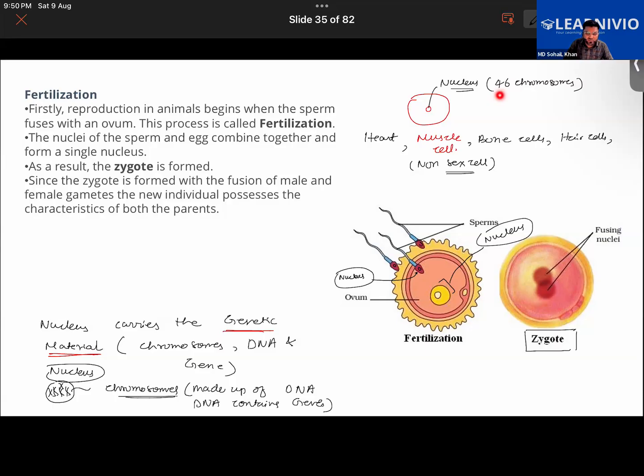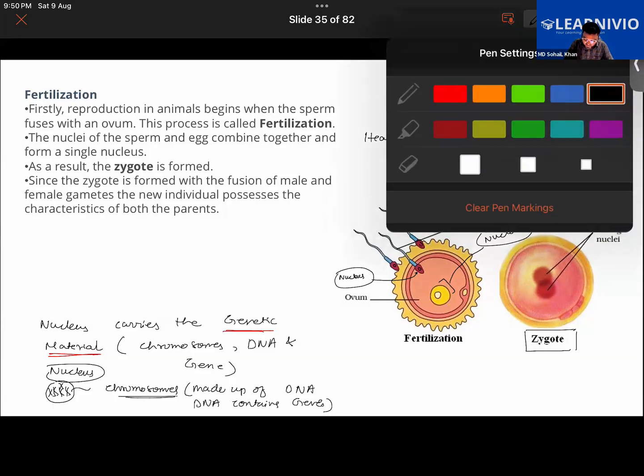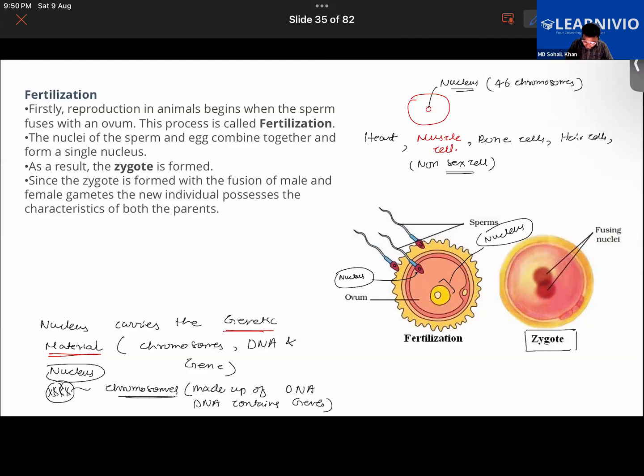46 chromosomes. Good. But when we talk about the sperm and the ovum now, the nucleus of the sperm contains only 23 chromosomes. How many? 23 chromosomes. Then when we talk about the nucleus of the ovum, the nucleus of the ovum also contains how many chromosomes? 23 chromosomes. Okay. So again, keep this in mind.